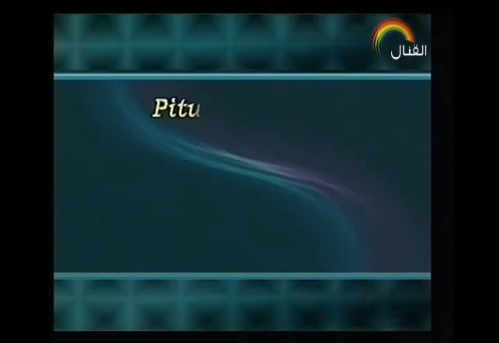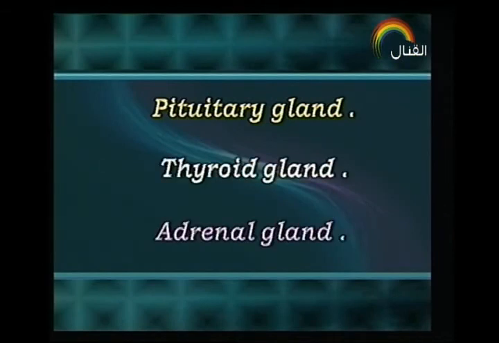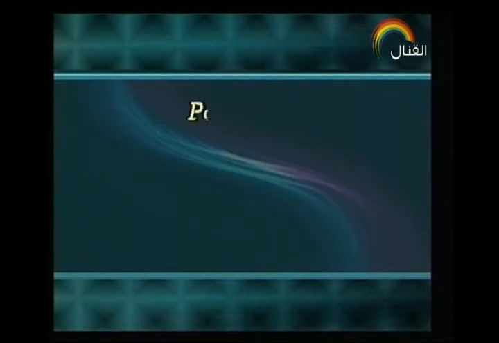For example, pituitary gland, thyroid gland, adrenal gland. Pituitary gland, where is it found? In the brain. Thyroid gland, where is it found? On the neck, or definitely at the upper part of the trachea. Adrenal gland, which is found on, yes, excellent, found where? On the two kidneys, on the upper part of the two kidneys.